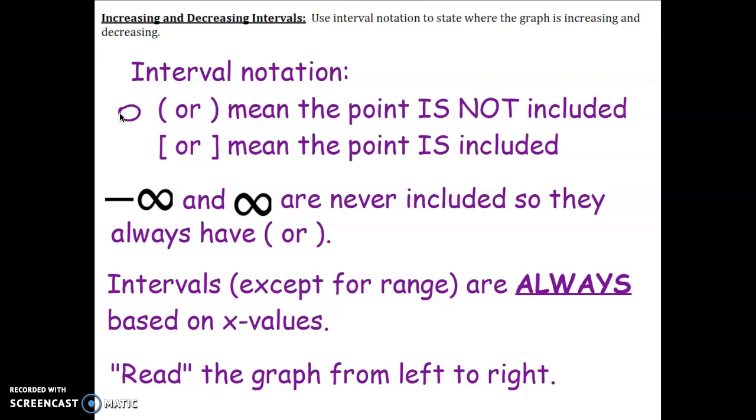But if the point is included, if that number that it's going to or from is part of the answer, you're going to have a bracket, which works just like the closed dots that we looked at with our inequalities earlier. Okay, so negative infinity and positive infinity are never included. They are always going to have parentheses, never brackets. The reason why is because it doesn't matter how far you go, you will never reach infinity. You can walk to the right for the rest of your life and you will never get to infinity. So that's why it's not included, because we can never get there.